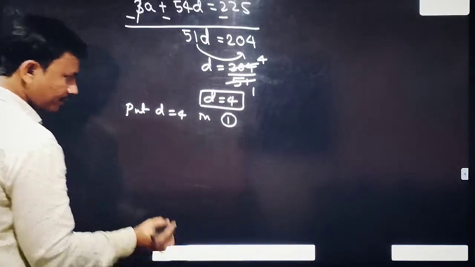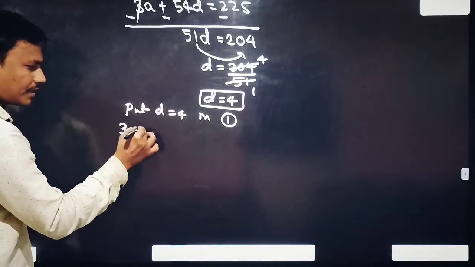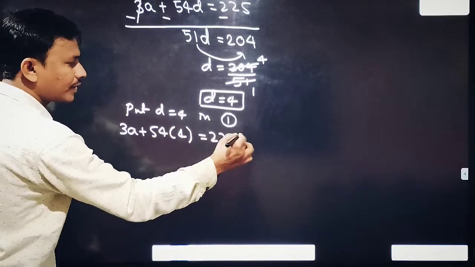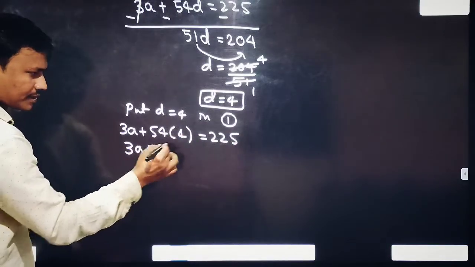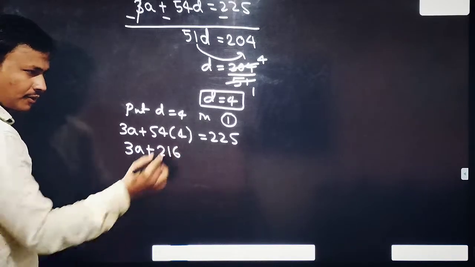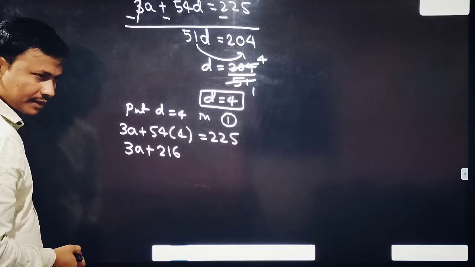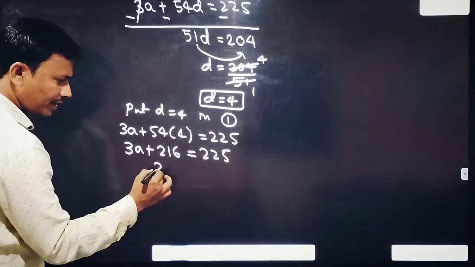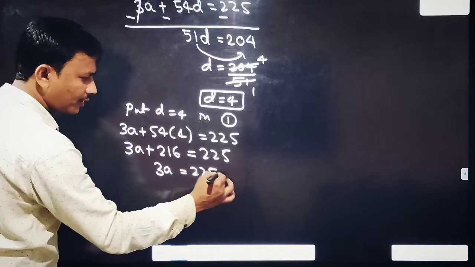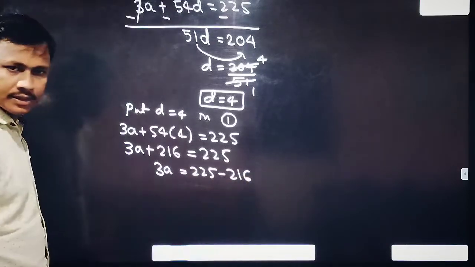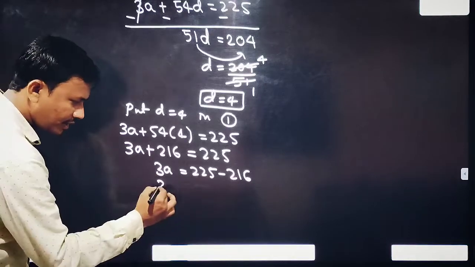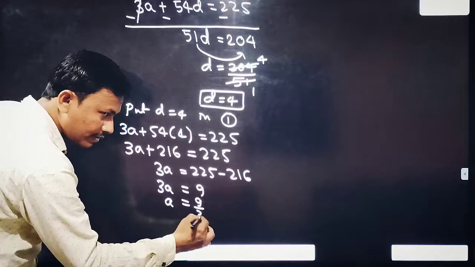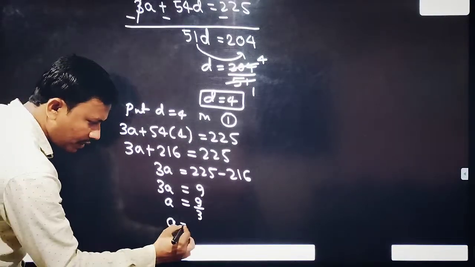3A plus 54D is equal to 225. 3A plus 216, correct? 4 fours are 16, 5 fours are 20, 21. 3A plus 216 is equal to 225. 3A is equal to 225 minus 216. Next, 3A is equal to 9. A is equal to 9 divided by 3. A is equal to 3.